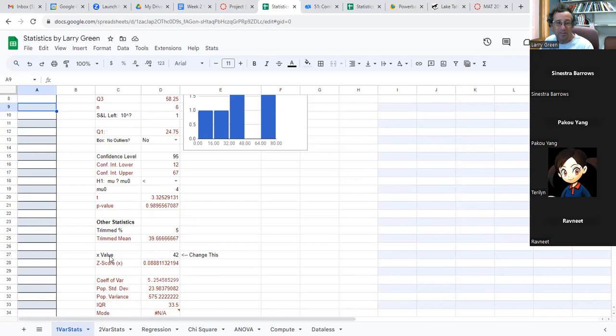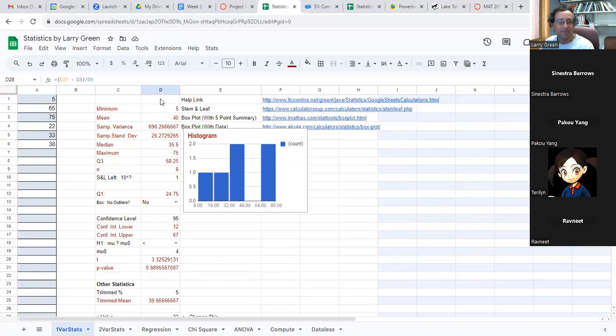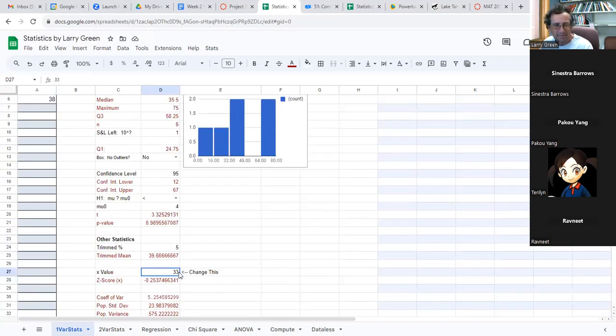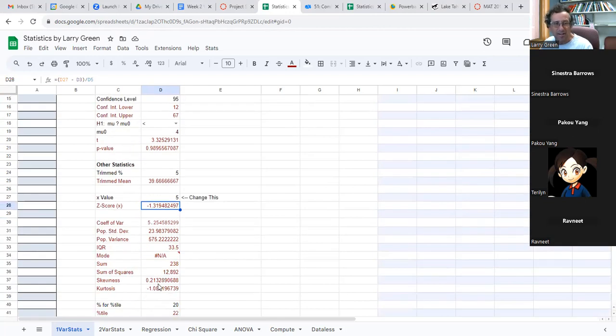There is a way to do a z-score. You type in the x value. If you do, I don't know, 33, hit enter. That'll give you the z-score for what you're interested in. Remember, you're going to want z-scores, for example, to find out if you have any outliers. So if I take the minimum, which was 5, and hit enter, I get negative 1.3. It's not an outlier because that is in between -2 and 2. Do you remember that? Etc., etc.